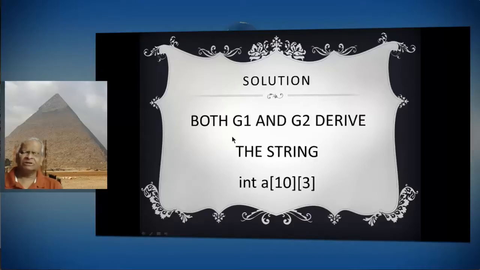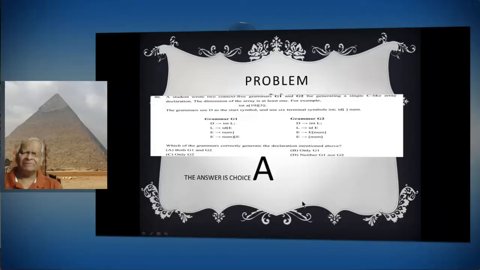Now we have both G1 and G2 deriving the string properly for 2-dimensional arrays. How about multiple dimensional arrays? We can guess the answer seems to be choice A. Both G1 and G2 seem to be correct. Only G1 is partially correct. Only G2 is partially correct. Both G1 and G2 is totally correct. The answer therefore is A.